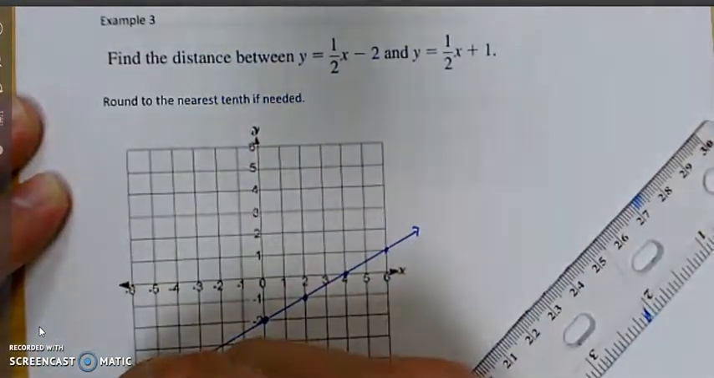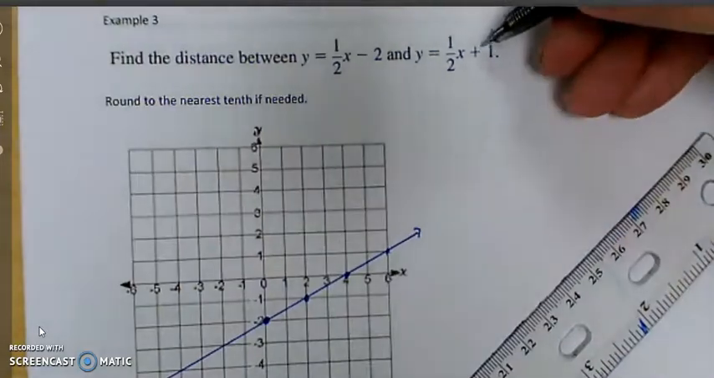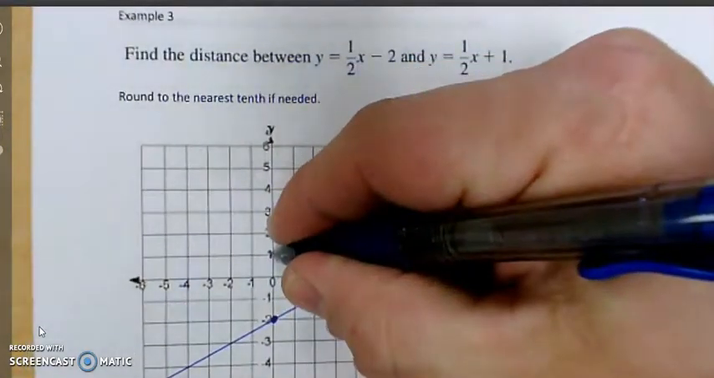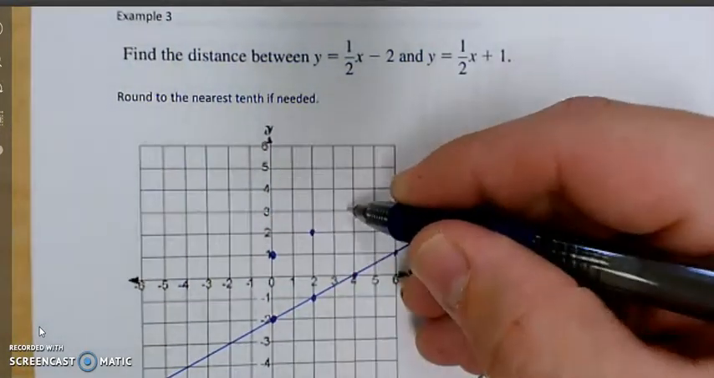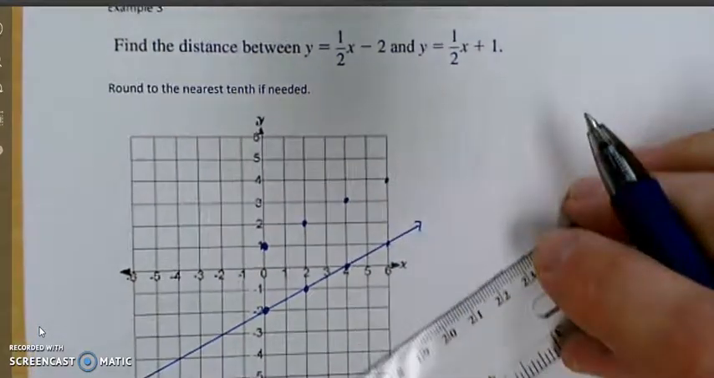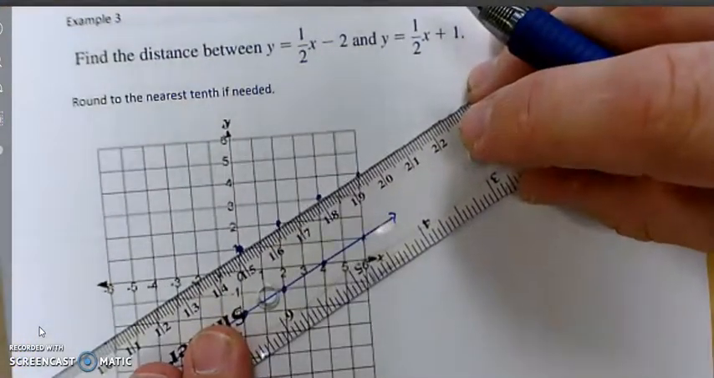Alright, now for the second one, it has the same slope because they are parallel. 1/2 x plus 1. 1 is my y-intercept, and again up 1 over 2 each time for my slope. I'm going to go ahead and draw my line in right here.